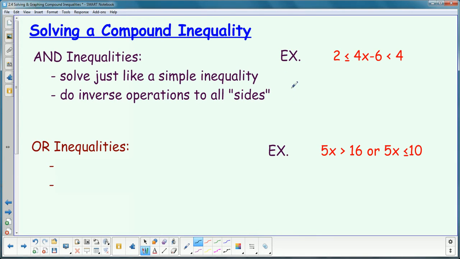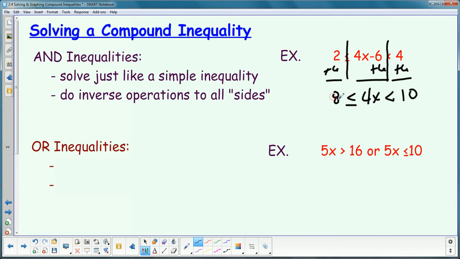If I solve what we have here, then I'm going to add 6. So when I say all sides, really it's like if we have an equal sign, it's kind of like we drew two lines here. We have 1, 2, 3 sides. I'm going to add 6, but now I need to actually do that to 3 different sides. So I'd end up with 4x in the middle is less than 10 and is greater than or equal to 8. And now I divide by 4. Again, I need to do that on all sides.